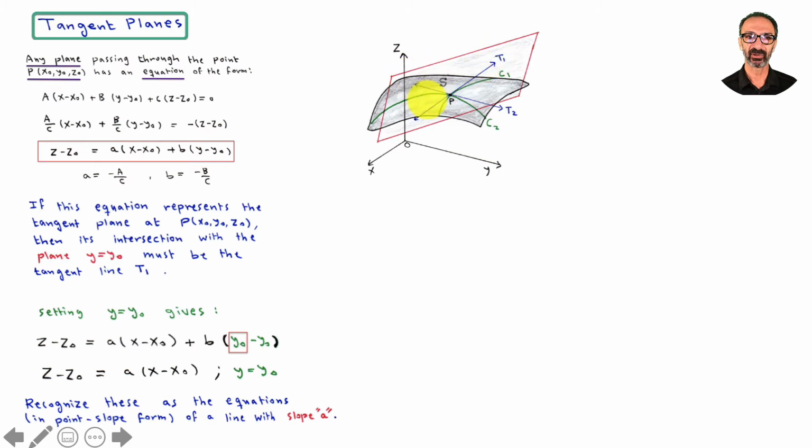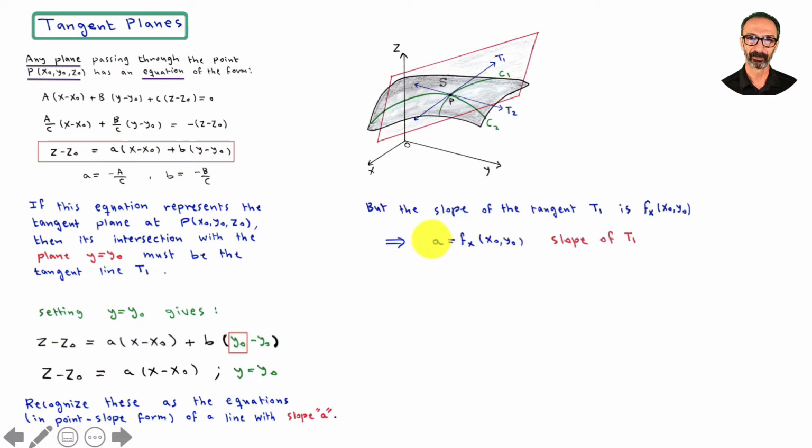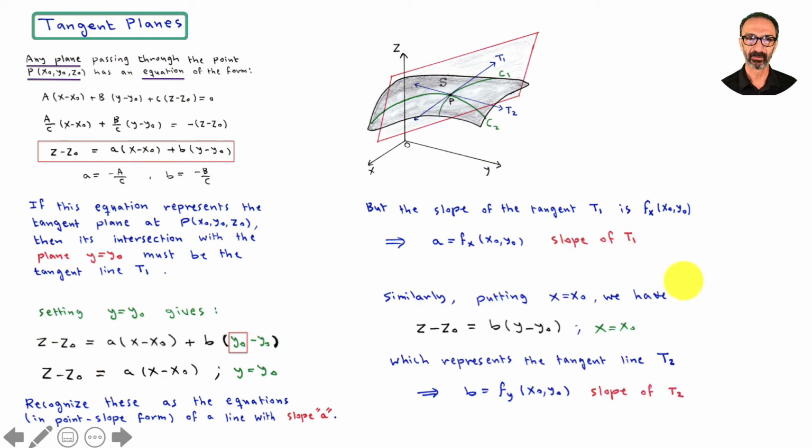But in the previous video, we found the slope for T1 by the first derivative, setting y equals y sub 0 and finding the first derivative with respect to x. So to make a connection, we're going to call the slope the first derivative with respect to x, because we are going with x, and that would be the slope of T sub 1. Same way, if you want to fix x to be x sub 0 right there, and you're going to walk with the y, you're going to end up with T sub 2.